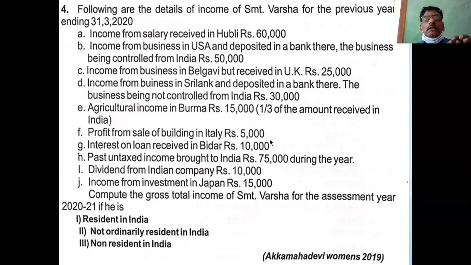Third point: received and earned both should be outside India, and income is from profession or business, and there is control from India. These three aspects you see. If you satisfy these three conditions, you take it to the first and second column. And the third clue is if received and earned both are outside India and there is no control word, then you take it to the first column only.